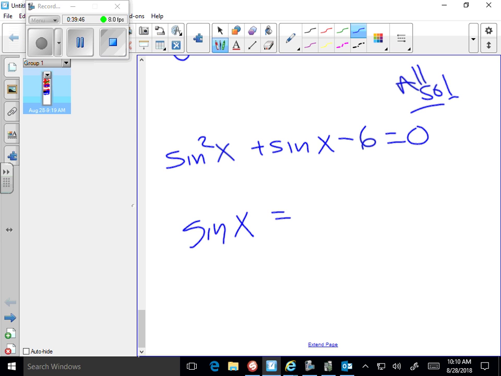Sine x equals -0.4 on 0 to 2 pi. It's -0.4. Yeah.